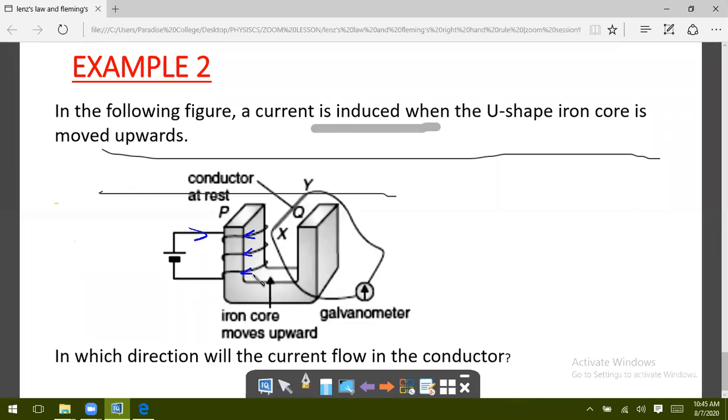Are you following? Okay, so current is coming back this way. Use your right hand grip rule right now. The fingers give you the current direction.